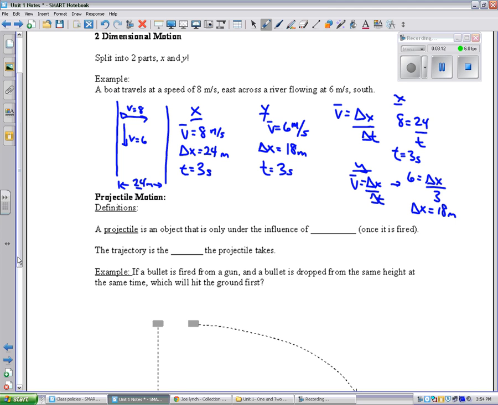Now, projectile motion, that's what most of this is going to be about. A projectile is an object that's fired into the air and is only under the influence of gravity. The trajectory is the path it takes.